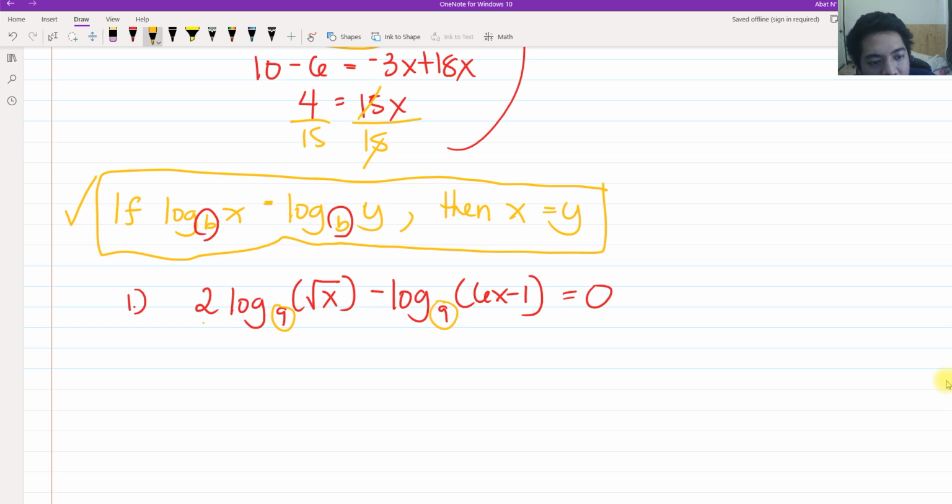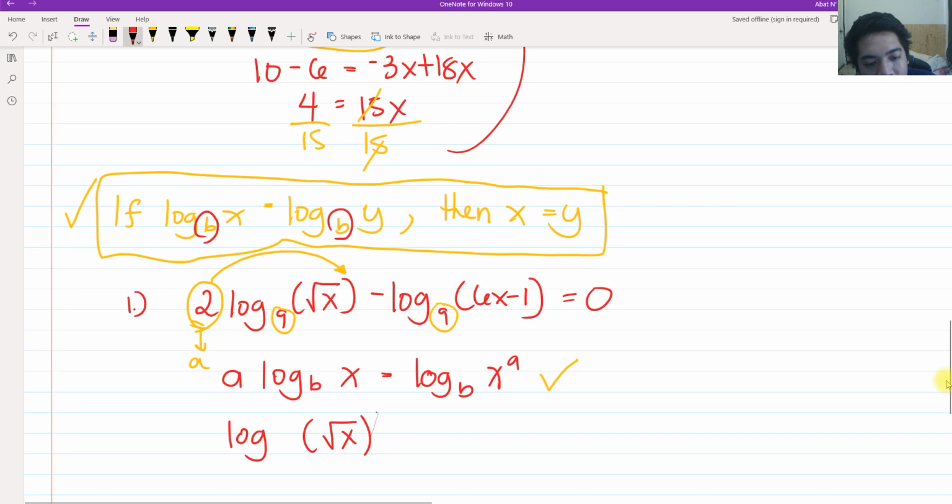As you can see, we have 2 here. And this 2, whatever the value of the constant outside of the logarithm, can be inserted as the exponent of the square root of x. That is the property of logarithms, wherein a log of x with base b can be rewritten as log of x raised to a with base b. In this property, this a is the 2. So we can rewrite this as logarithm of the square root of x squared with base 9 minus logarithm of 6x minus 1 base 9 equals 0.